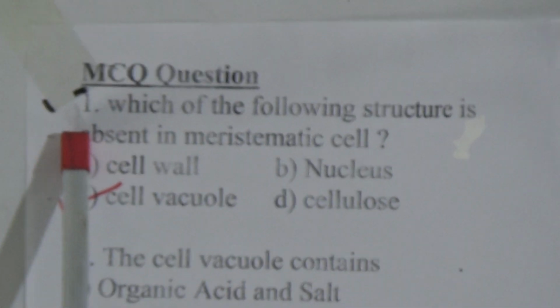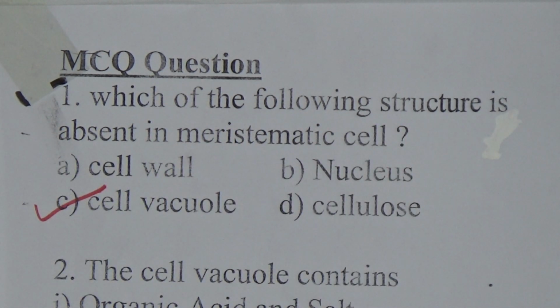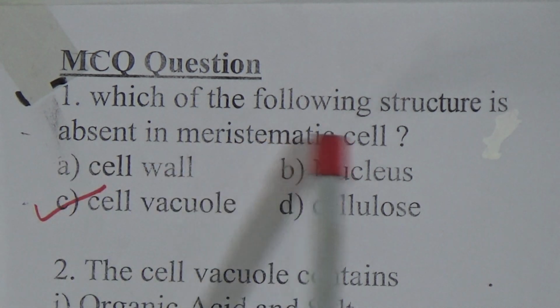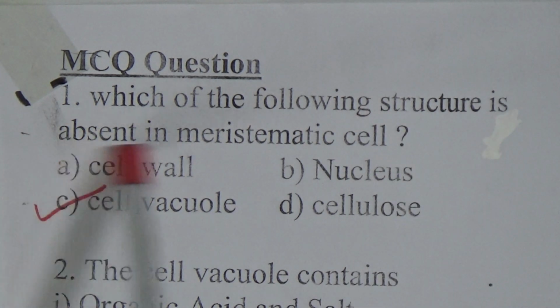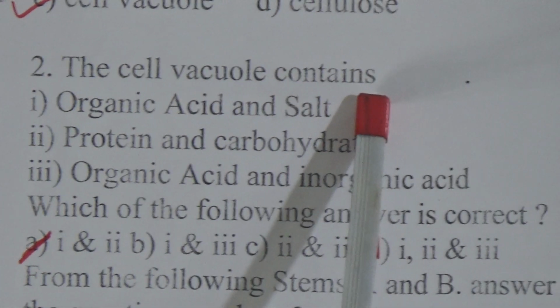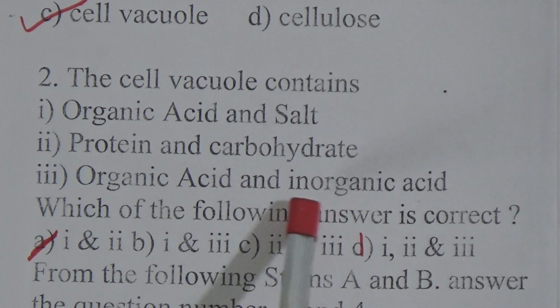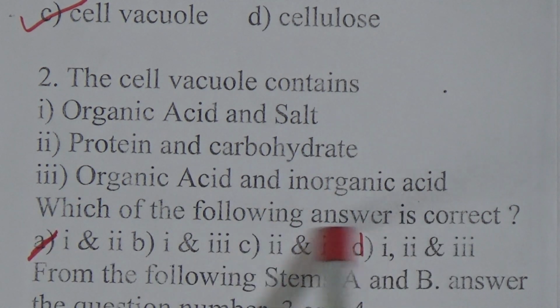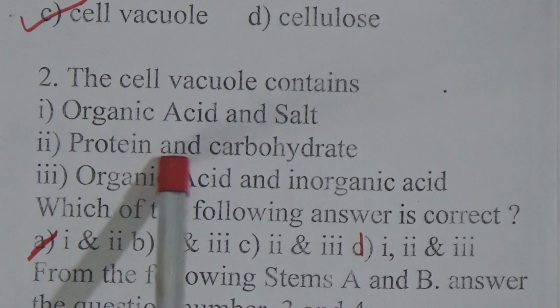Here is the one number MCQ question: which of the following structures is absent in a meristematic cell? We find meristematic cells at the top of the plant. The answer will be C number, cell vacuole. Now, two number: the cell vacuole contains, option one, organic acid and salt; option two, protein and carbohydrate; option three, organic acid and inorganic acid. Which of the following answers is correct? The answer is A number, that means organic acid and salt. The cell vacuole contains organic acid and salt.